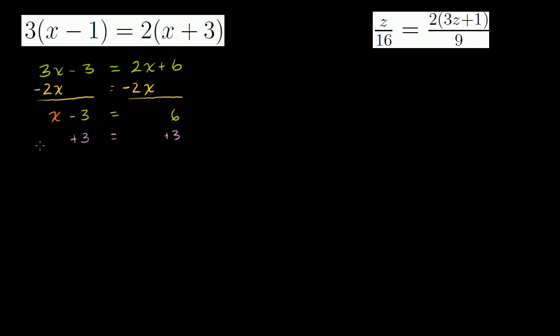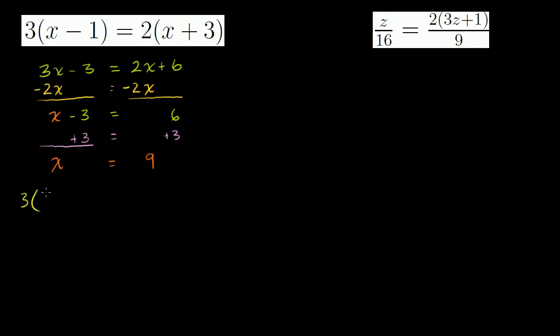But if you add 3 to both sides of this equation, the left-hand side of the equation becomes just an x, because these two guys cancel out. X equals, and then 6 plus 3 is 9. And we are done. And we can even check our answer.